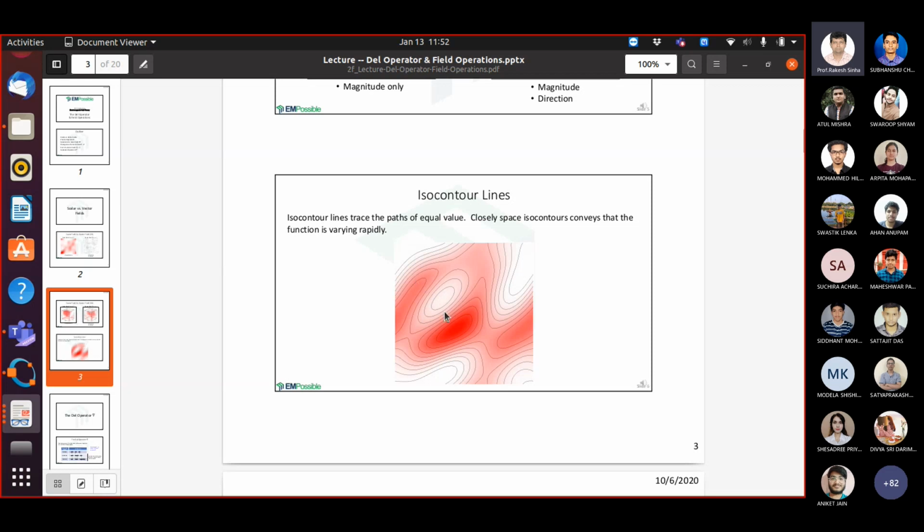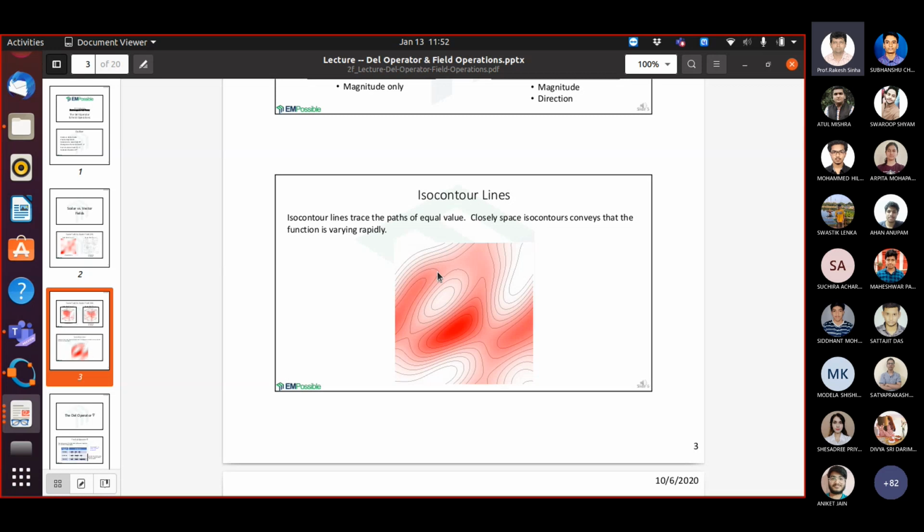So let's say I move along this line. At every point on this line you have the same field strength. And similarly, if I move along this other line, then you will have the same field strength as you move along it. For example, this is an electric field distribution.